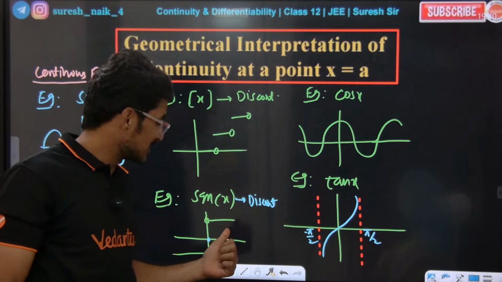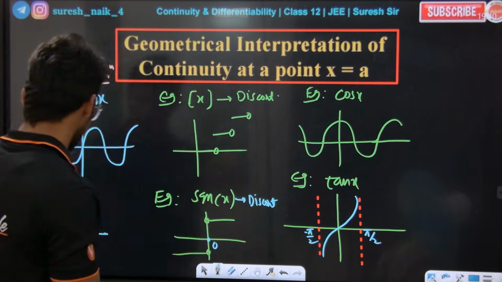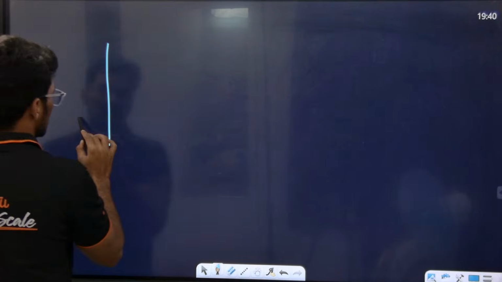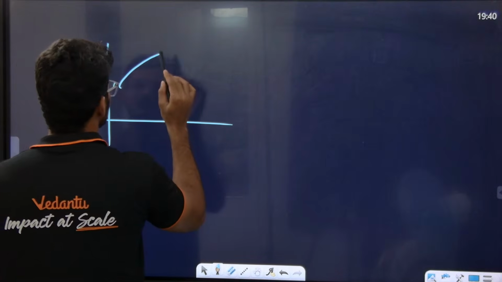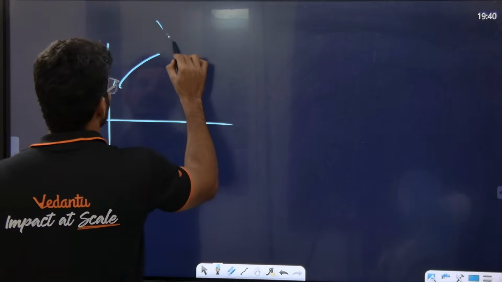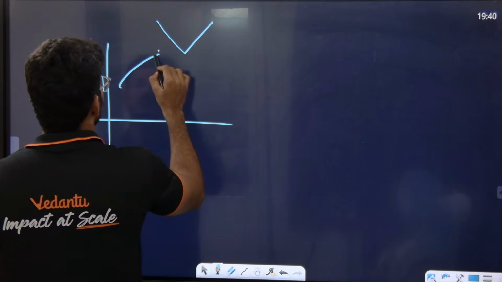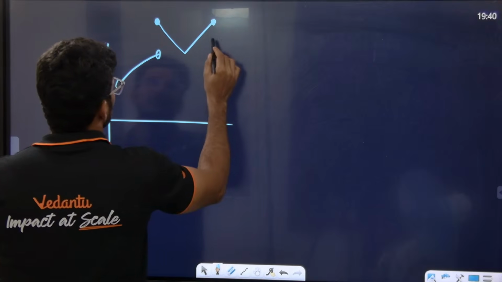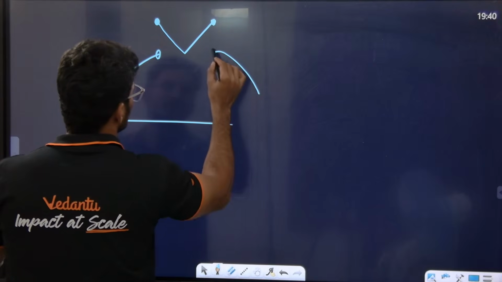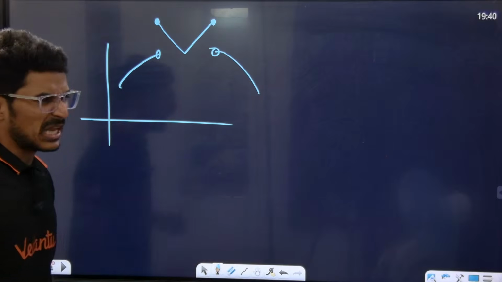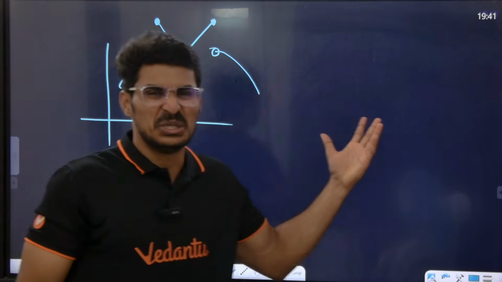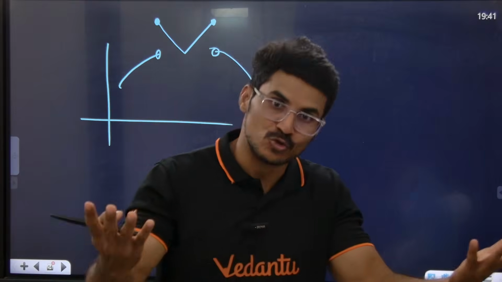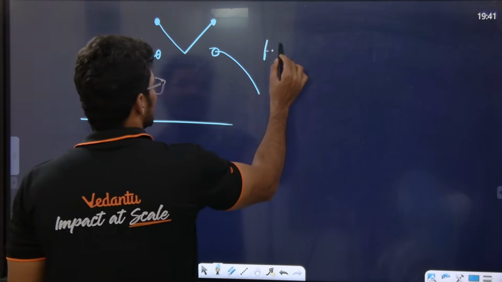Are you getting the point? At some point it can be discontinuous as well. Sir, or graph, look at the board, everyone. Now what I'm trying to say, see, let's say something like this. The graph is like this. It is just some function, a random function, say some f of x.